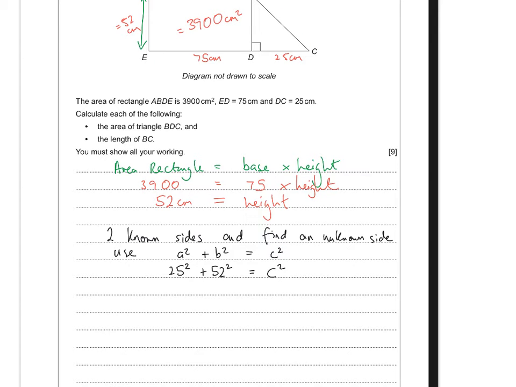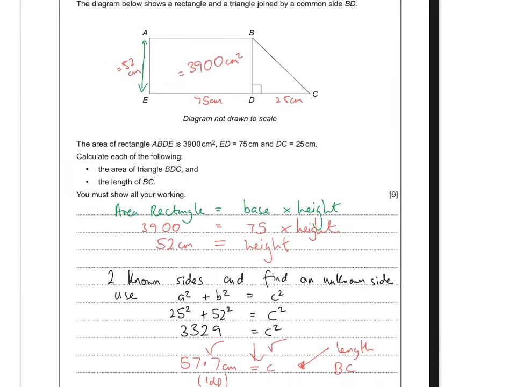Hence why I always tend to say a squared plus b squared equals h squared. H stands for hypotenuse, but it doesn't matter. It's fine, it still works. So then I'm putting in literally into my calculator 25 squared plus 52 squared, and that is giving me 3329 equals c squared. To get rid of that squared, I'm going to square root both sides. And the square root of that gives me 57.7 centimetres, and that would be to 1 decimal place. Okay, and that is the length of BC. Okay?